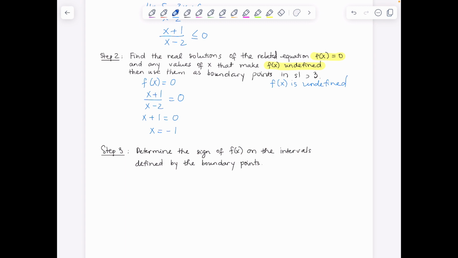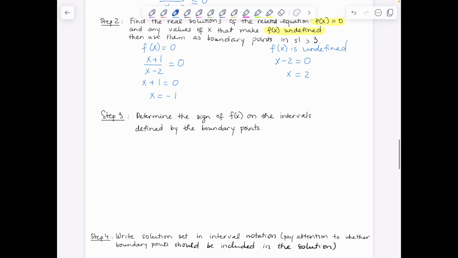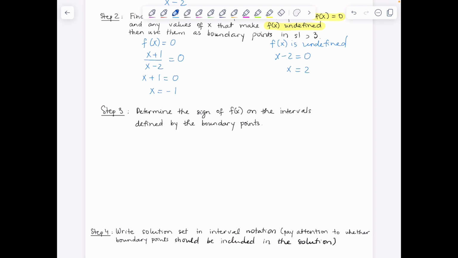Because this is a rational expression. A rational expression is undefined when the denominator is 0. So x minus 2 equals 0 means x is equal to 2. We are going to use these values in step 3 as boundary points.